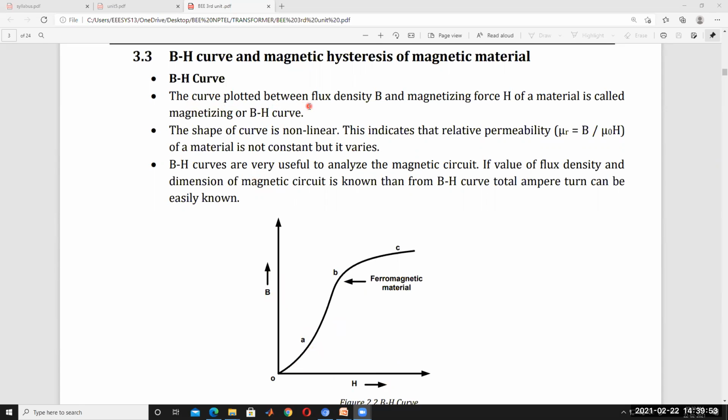The curve plotted between flux density B, in Weber per meter square, and the magnetizing force H of a material is called the magnetizing or BH curve. The shape of the curve is non-linear, like this. It is different in different cases.